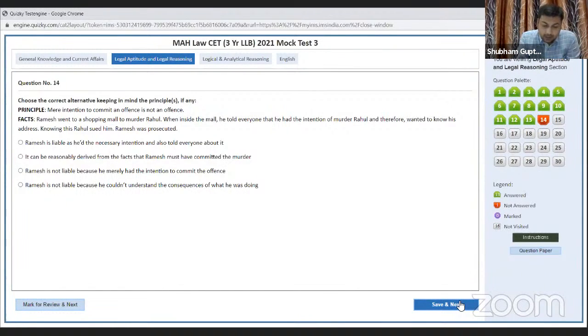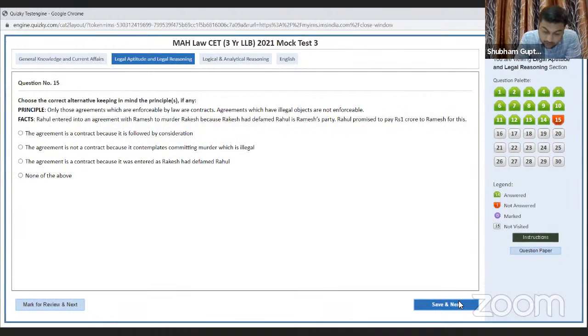So now let's read. Ramesh went to a mall to murder Rahul. When inside the mall, he told everyone that he had the intention of murdering Rahul and therefore wanted to know his address. Knowing this, Rahul sued him and Ramesh was prosecuted. So again, if you read it, mere intention does not result in liability. So again, he should not be liable. So if I read it, I would go for C or D, right? Then let's read C and D carefully. Ramesh is not liable because he merely had the intention. This is the correct wording which we are looking for.